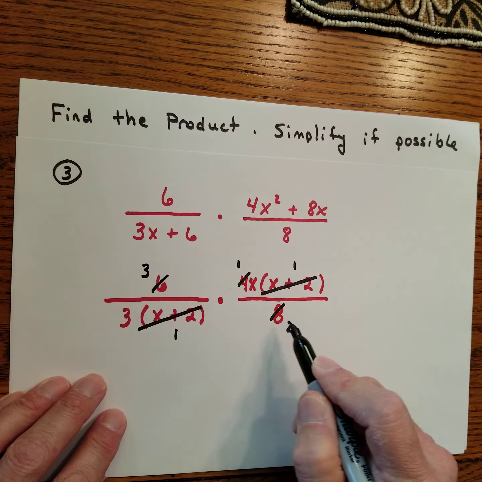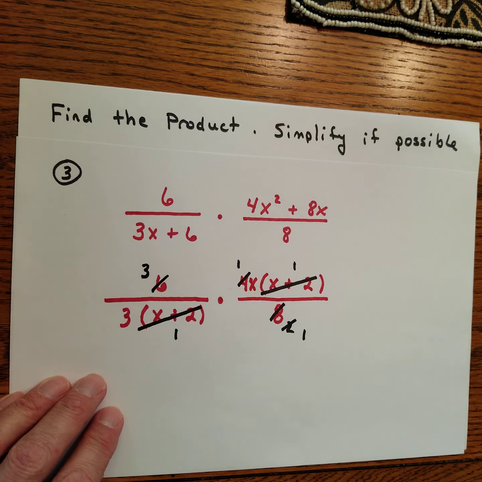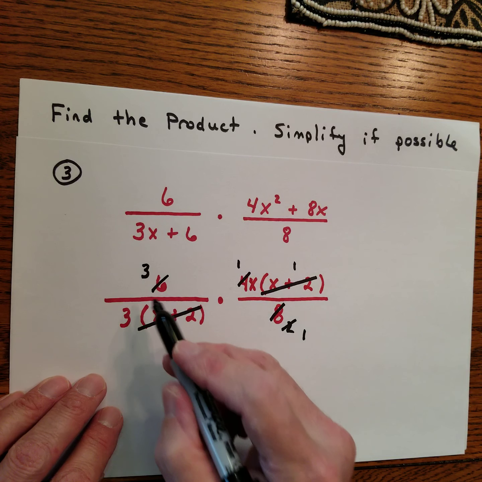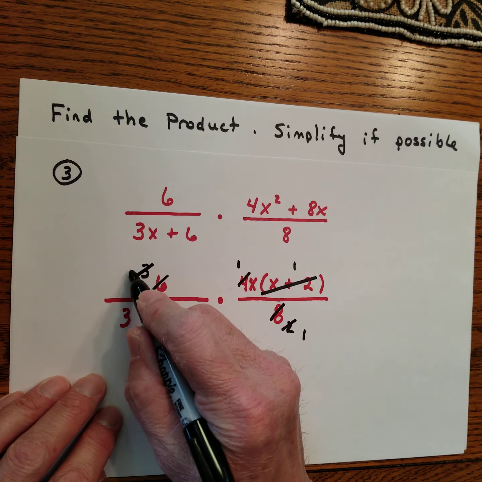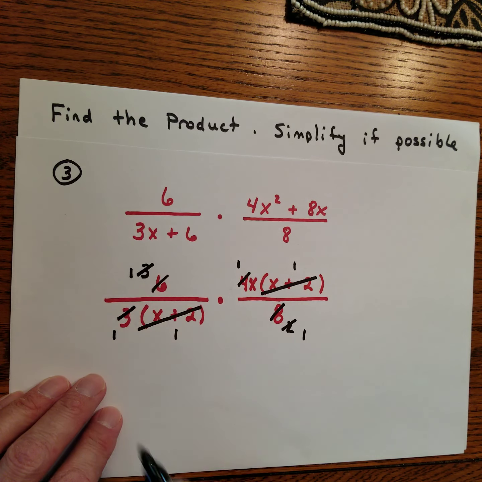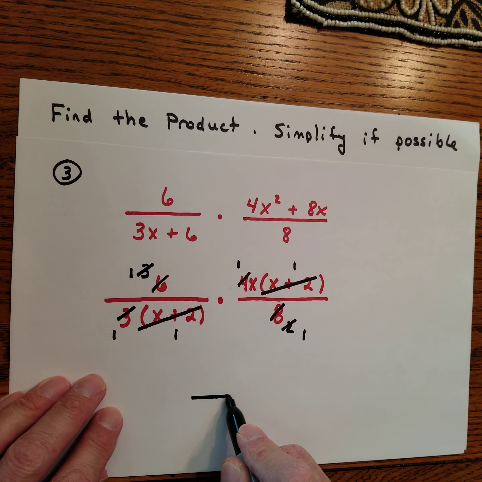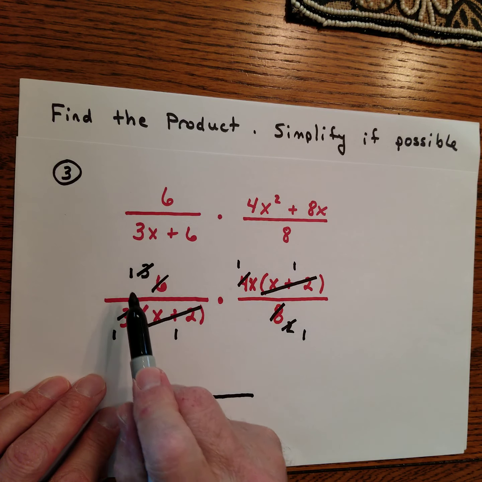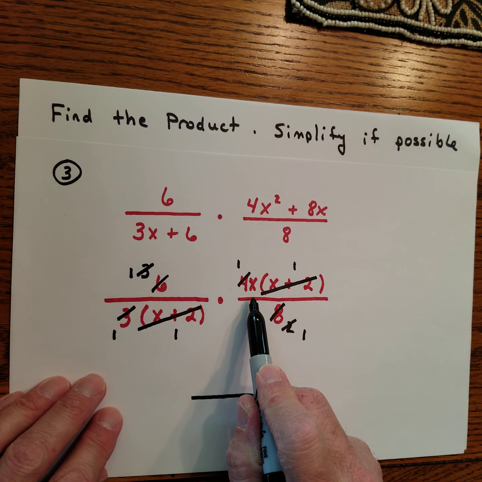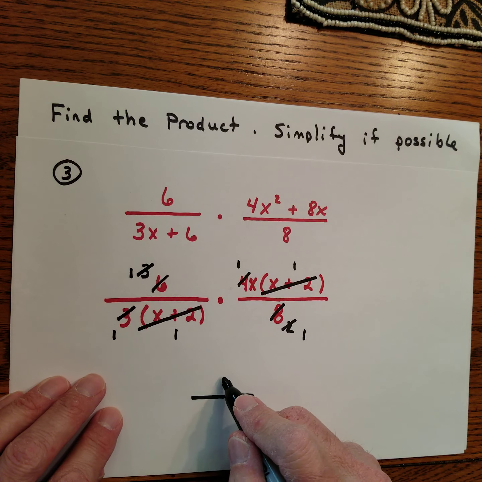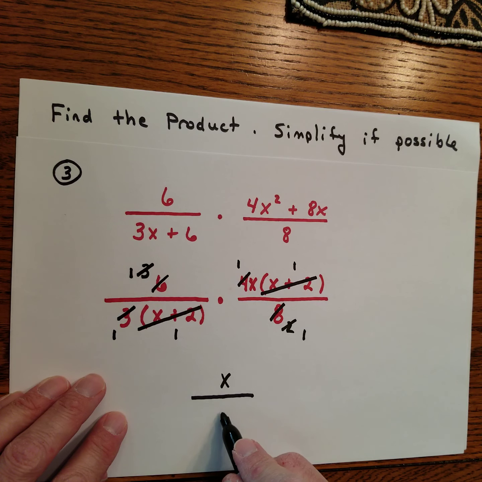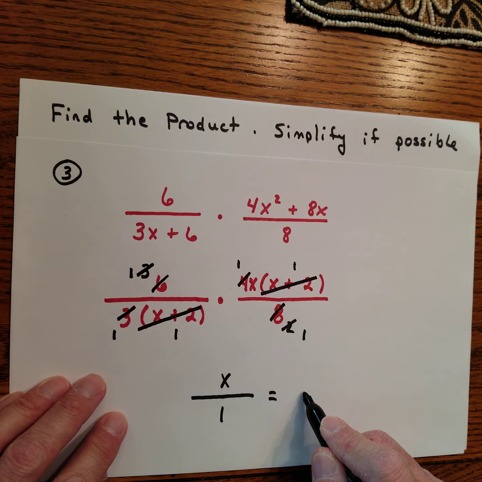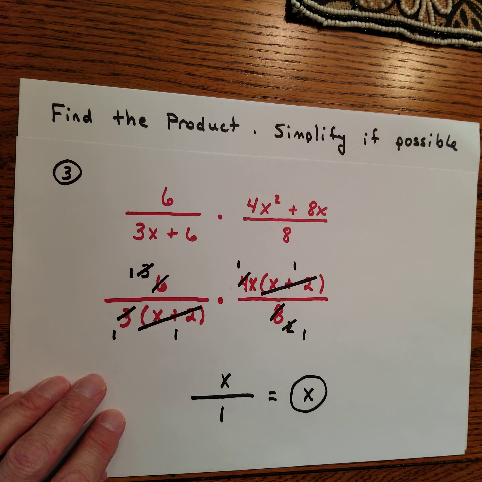Divide by 2. Hey, look, I can go one more time. Divide by 3 and divide by 3. What's left? In the top, I have 1 times x times 1. In the bottom, I have 1 times 1 is 1. If my denominator is 1, I don't need to write it. We'll just call that x.